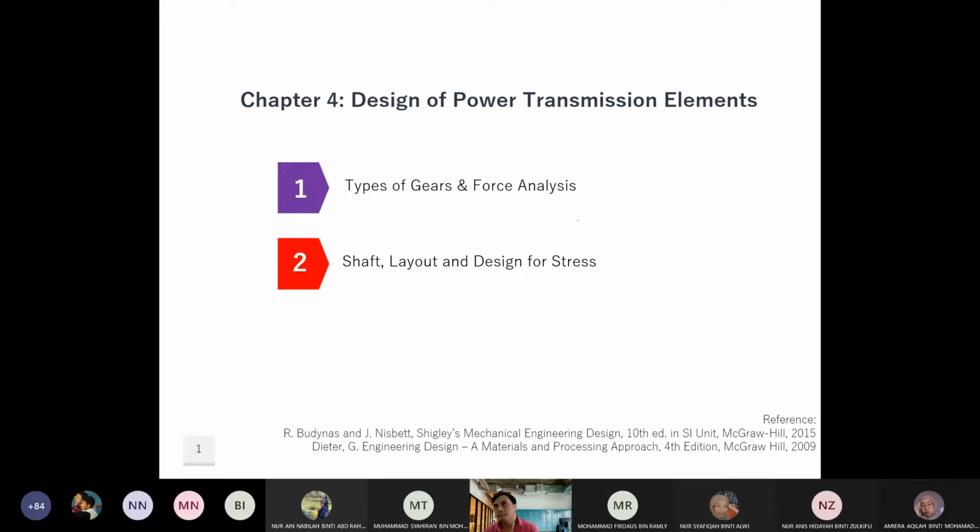Alright guys. So last week you were with Dr. Azim, and I think he has already finished all about the design of mechanical joints. So I'm sure you have some knowledge about it. This week and the following week, you're going to be with me. We are going to discuss the power transmission elements, and how to design them.